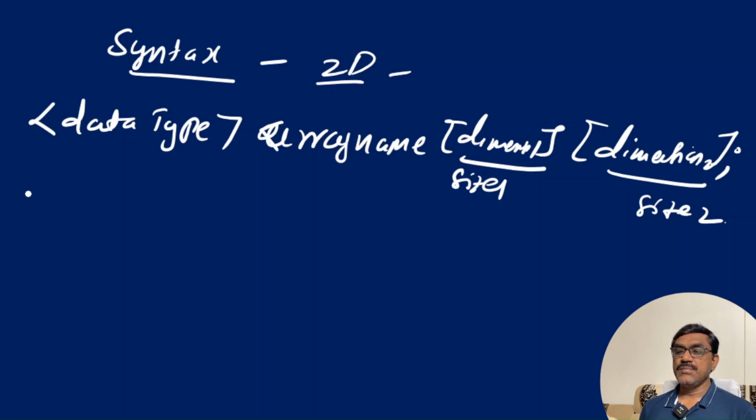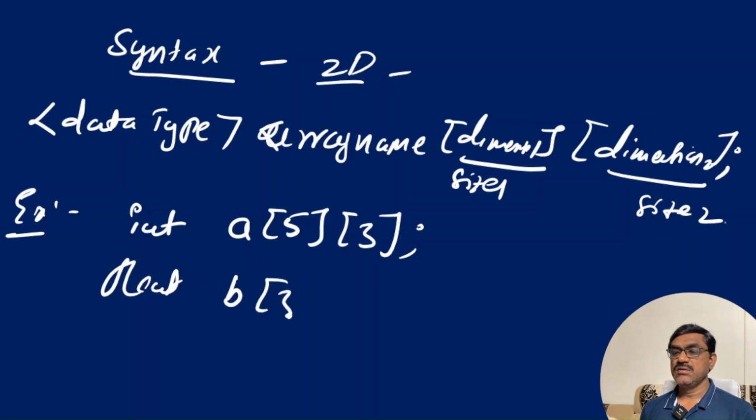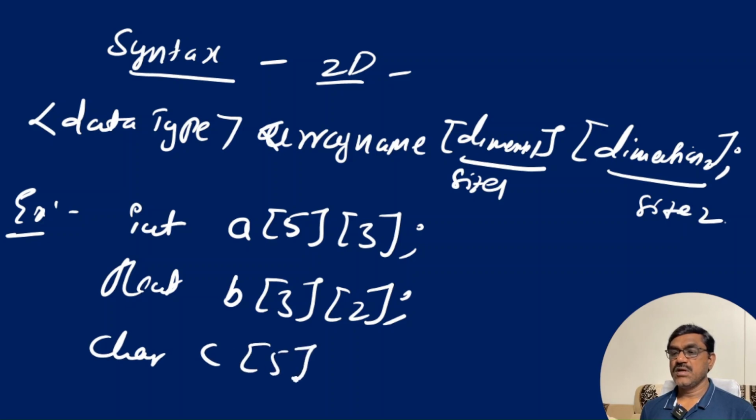Okay, I'm giving one example. You can take any array; the data type could be anything. Integer a, here mentioning 5, and the second one is 3. This is one kind of two-dimensional array. Float b, 3, 2, any kind of array you can also take. And character c, 5 and 4. These are the different types of two-dimensional arrays.